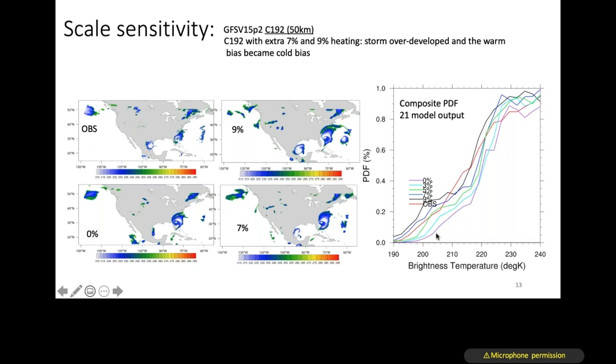the red is observation and purple is control. You see, when we add extra heating, the PDF is closer to the observation, but then it passes the observation. And now the warm bias becomes a cold bias. So we need to understand why these different resolutions respond so differently to this heating in the microphysics and the convection schemes.